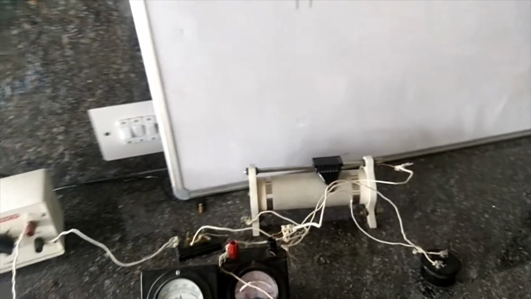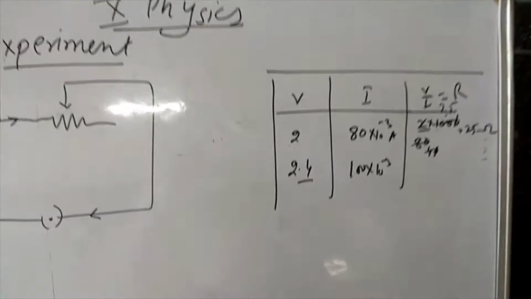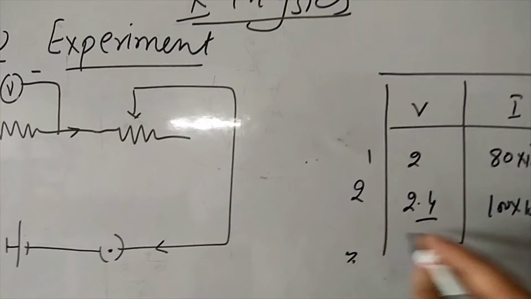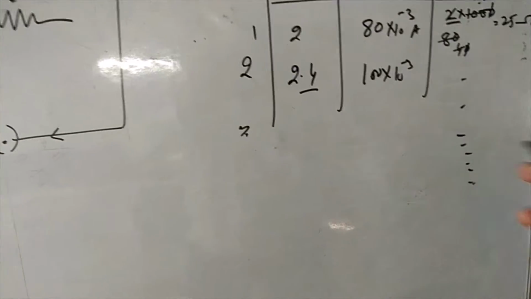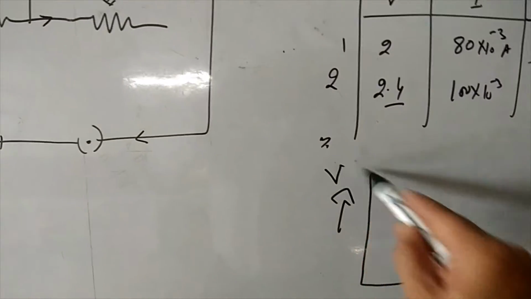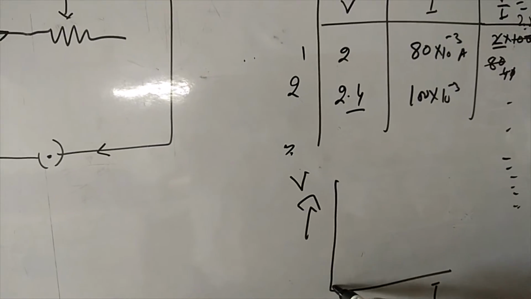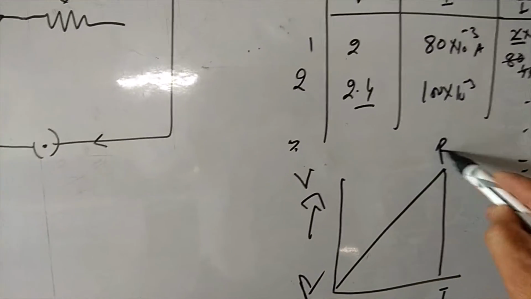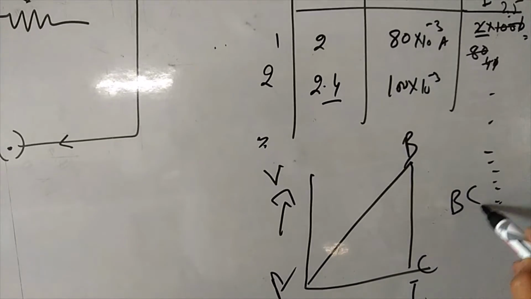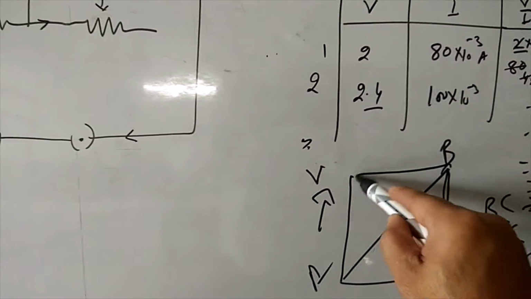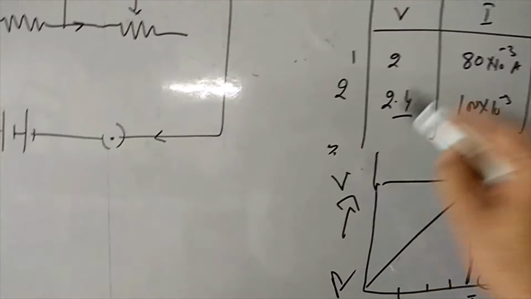So in this way you can perform this experiment, beta. As I have shown to you, we will vary the resistance with a rheostat and take different readings, and we will find the resistances and they will come the same. Then graphically we will make a graph between V and I, and we will find a straight line. The slope of the line, BC over AC, will give you the resistance. This is how we will do it.